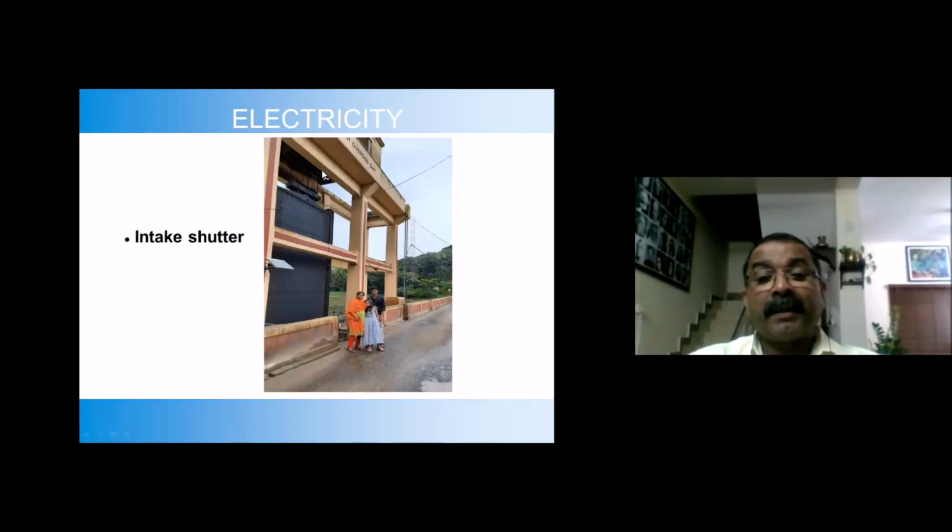Again, this is the intake structure and the shutter, the tunnel shutter, intake shutter. Some people are here, so you can have an idea of the size of this shutter.